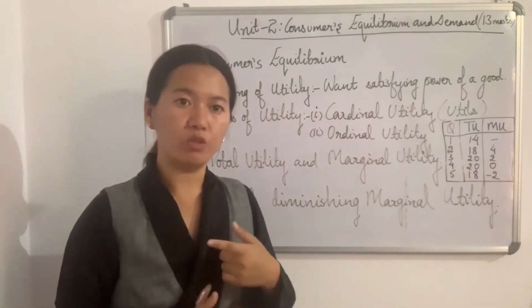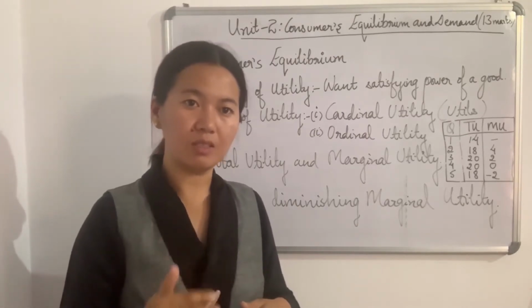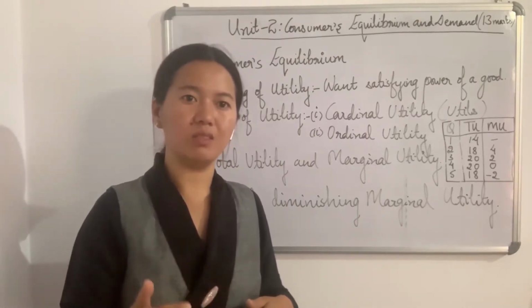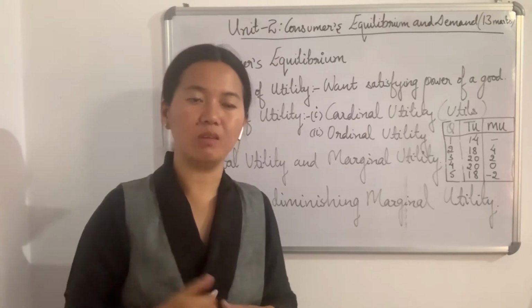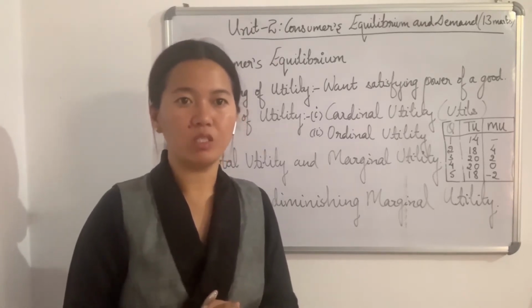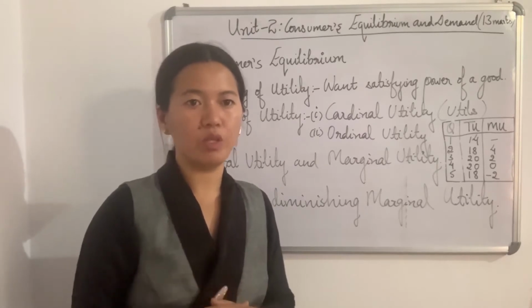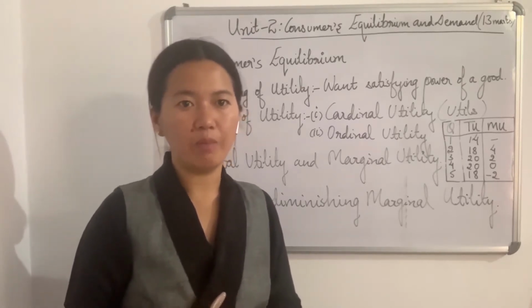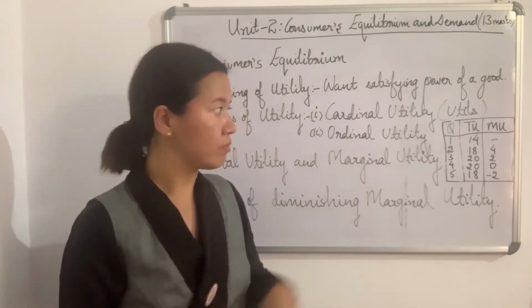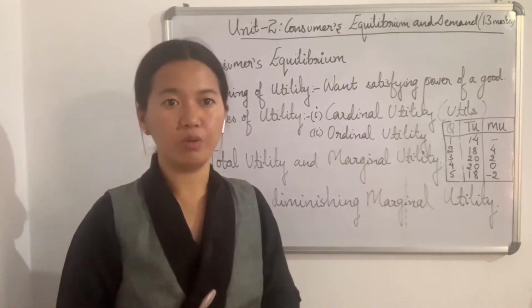First one, when total utility increases, as long as TU increases, MU, marginal utility, remains positive. And when TU is maximum, MU is 0. And when total utility falls, MU is negative. That is the relation between TU and MU.